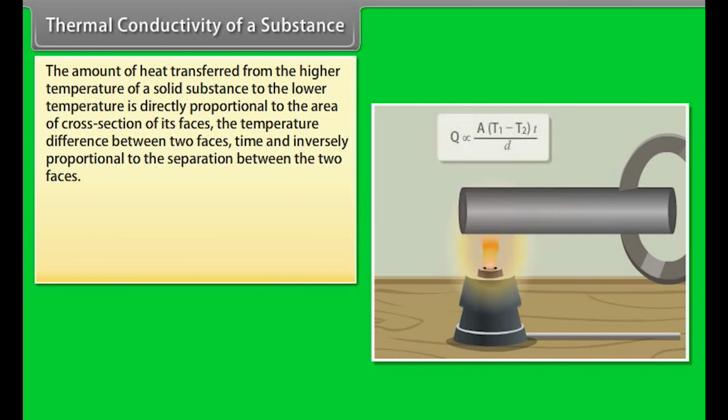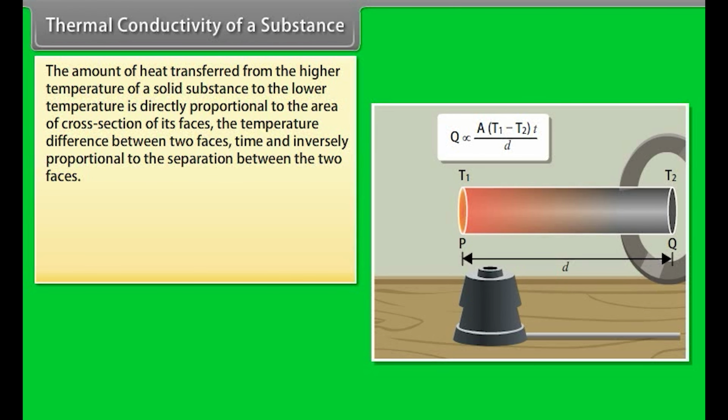Thermal conductivity of a substance. The amount of heat transferred from the high temperature face of a solid substance to the lower temperature face is directly proportional to the area of cross-section of its faces, the temperature difference between the two faces, and time, and inversely proportional to the separation between the two faces.